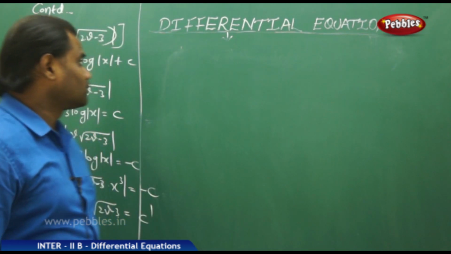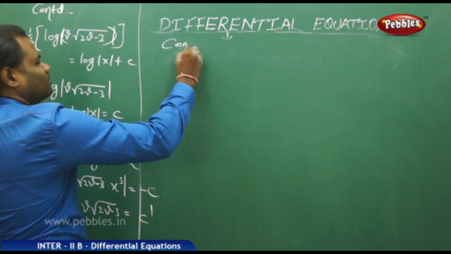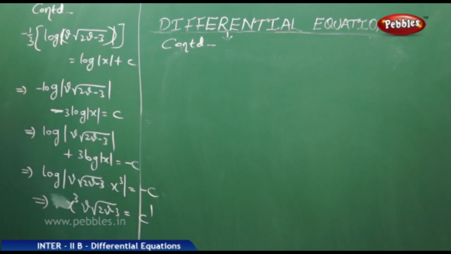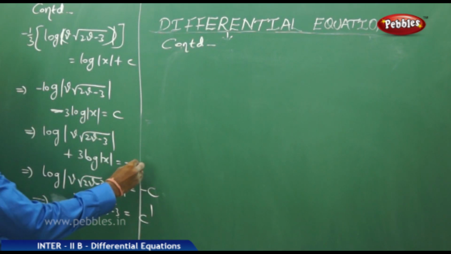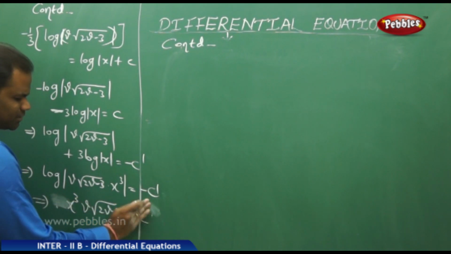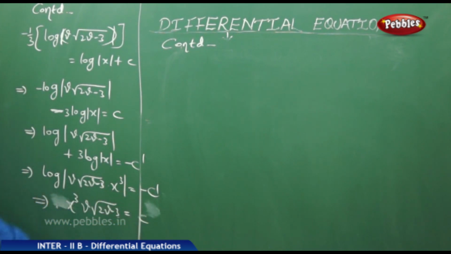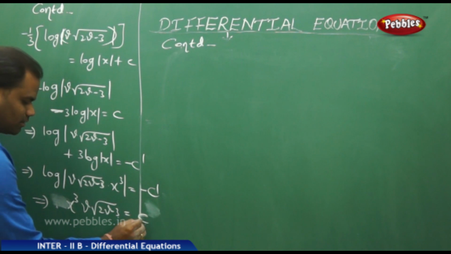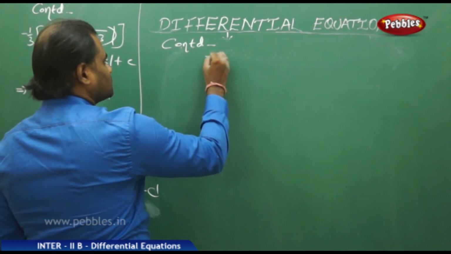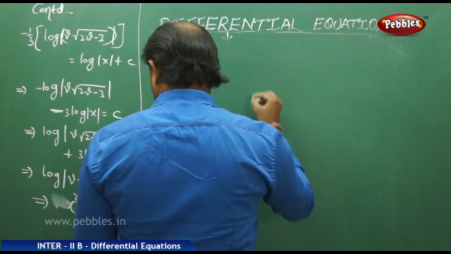Continued. Now continued from here, we observe that as we take this to be some constant, I take this as c dash and this reduces to some c. And this integration constant gives us squaring on both sides.